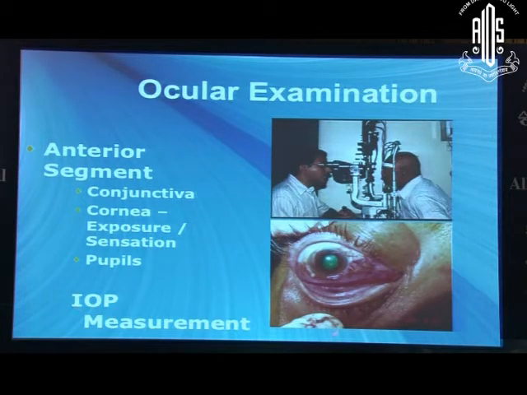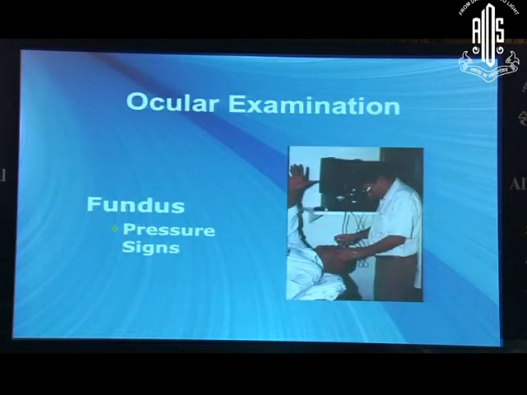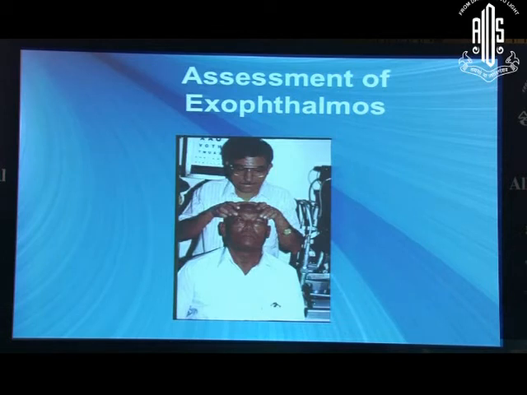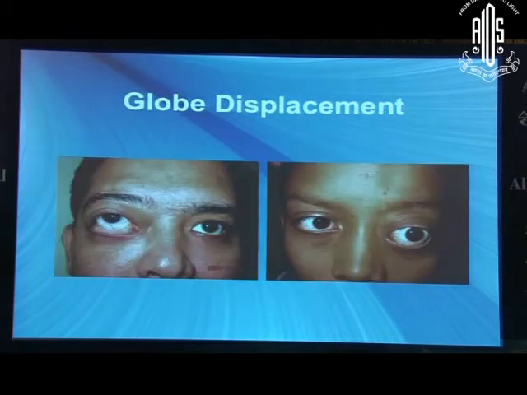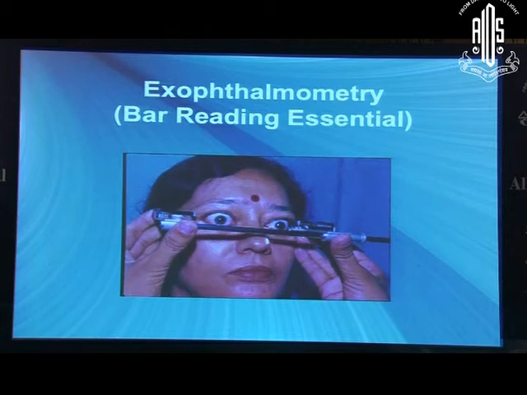And intraocular pressure often tends to increase in diffuse orbital pathologies such as thyroid eye disease. So you would get important clues to your diagnosis, and these are important aspects for management as well. Pressure signs must be looked for in the fundus, which we spoke about, measurement of exophthalmos, globe displacement.